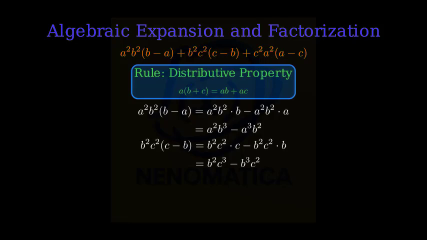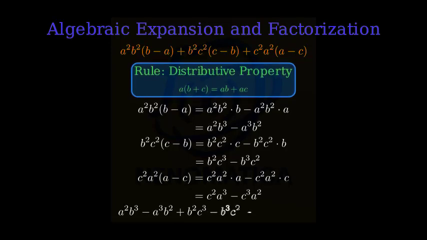c squared times a squared times (a minus c). When we distribute, we get c squared times a cubed minus c cubed times a squared. Now, let's combine all our expanded terms together.